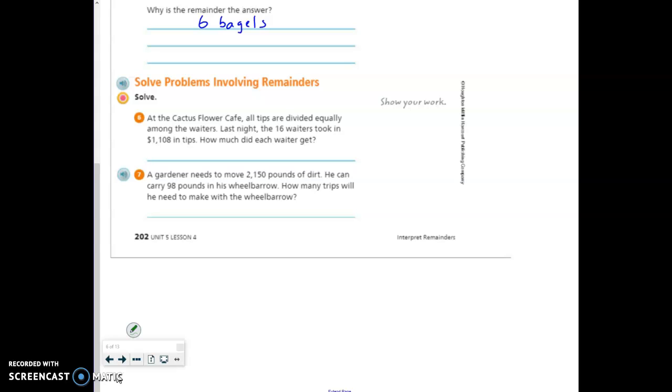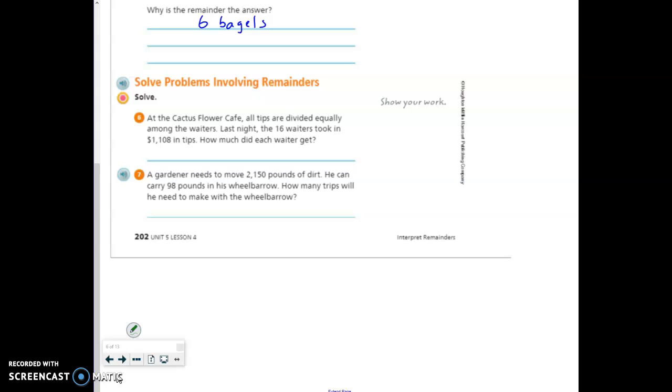At the Cactus Flower Cafe, all tips are divided equally. Okay, a couple of hints in that. So we're dealing with money, and it needs to be divided equally. Last night, the 16 waiters took in $1,108 in tips. How much did each waiter get?